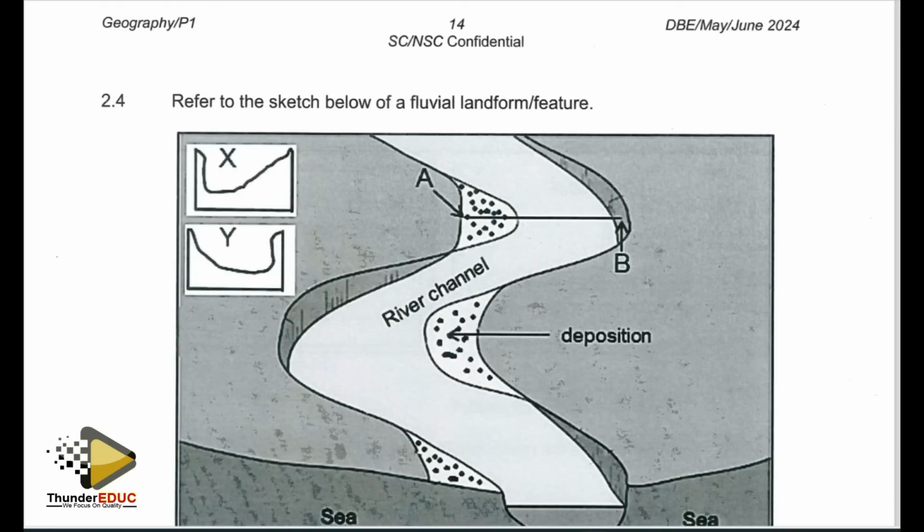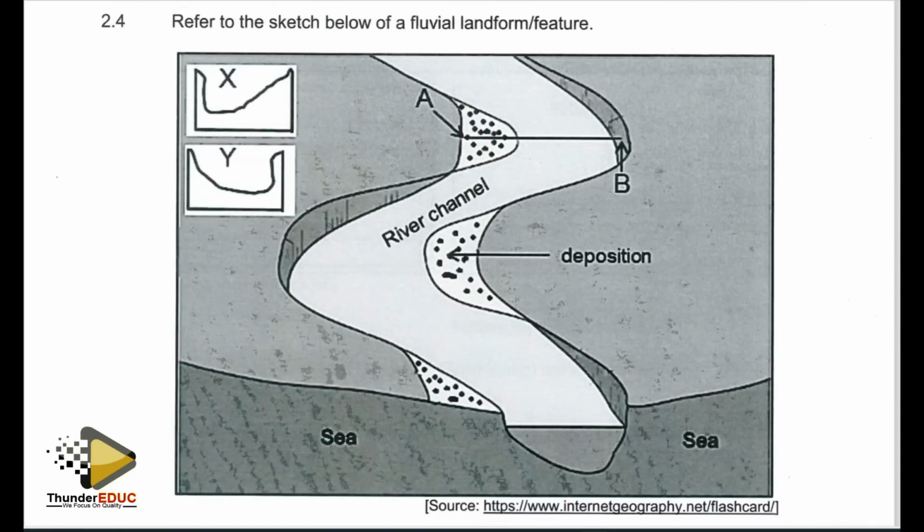Number 2.4 is based on a sketch of a fluvial feature along the river channel. Right, before we look at this, let me try to explain the aspects of this diagram here, so that when we're answering the question, it becomes clear. This part of the river here, this fluvial landform, is what we call a meander. It's a bend along the river channel, which is in the river's lower course.